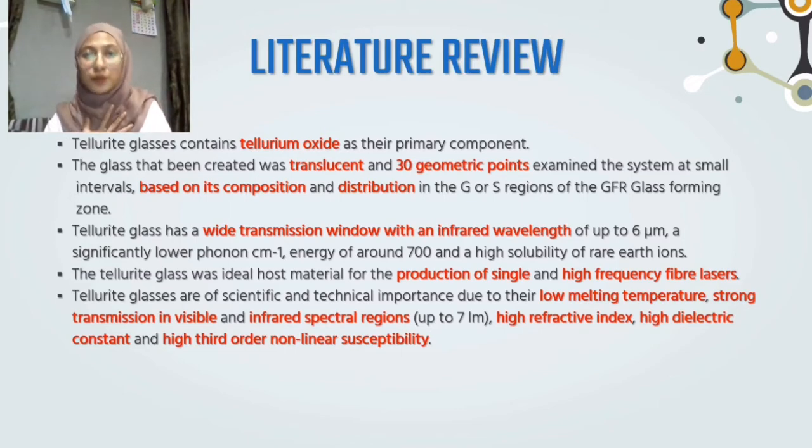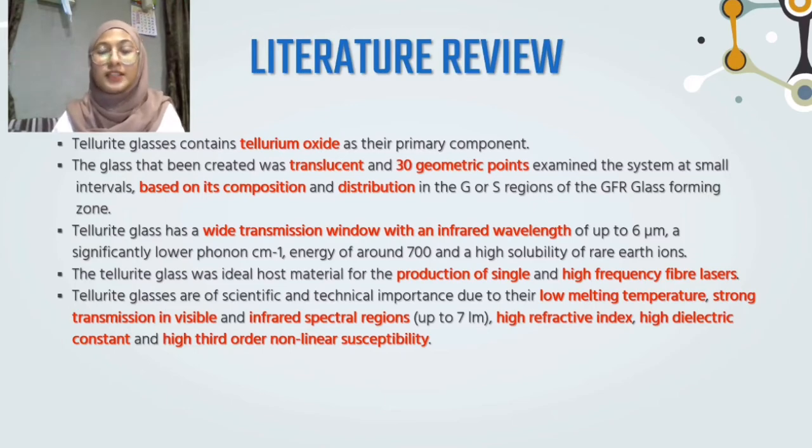I will continue from my part, which is the literature review. Tellurite glasses contain tellurite oxide as their primary component. The glass that was created was translucent and has 3D geometric points examining the system at small intervals based on its composition and distribution in the glass forming region.